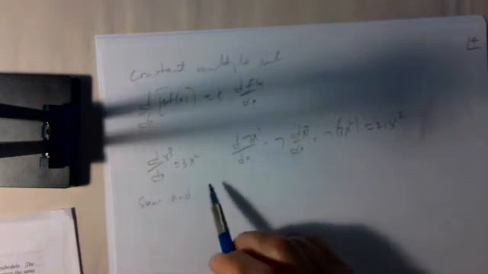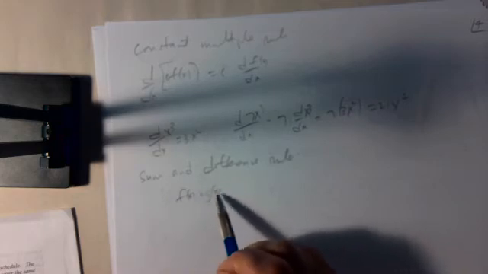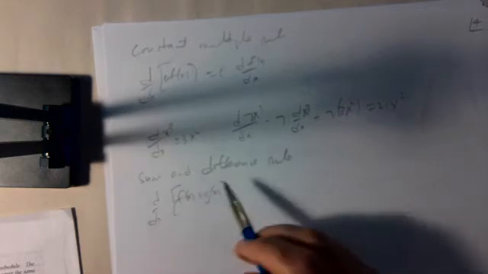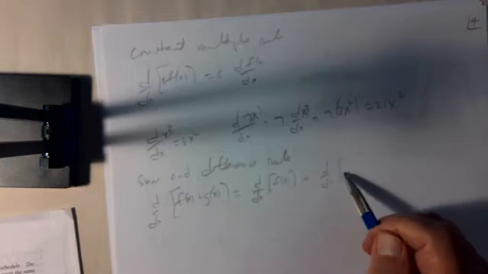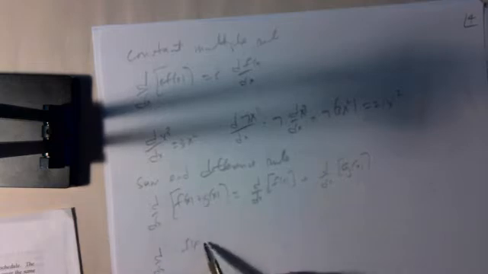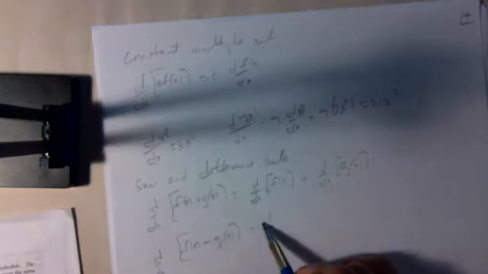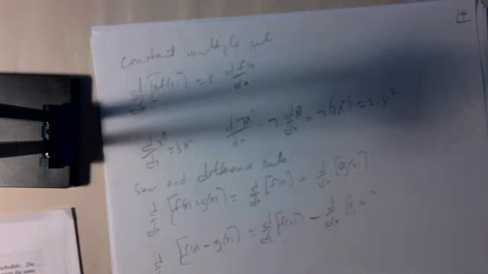There's also a sum and difference rule. If you take two functions and you add them, the derivative of the sum is the sum of the derivatives. And the derivative of the difference is the difference of the derivatives. And the constant multiple rule and the sum and difference rule now allow us to differentiate any polynomial.